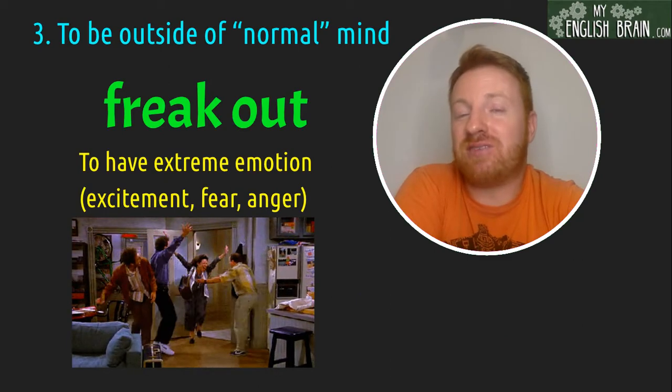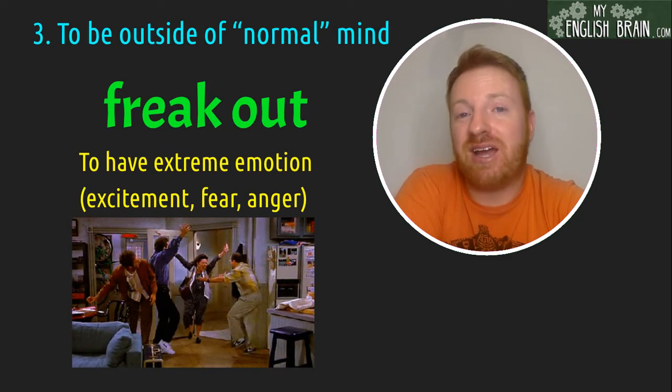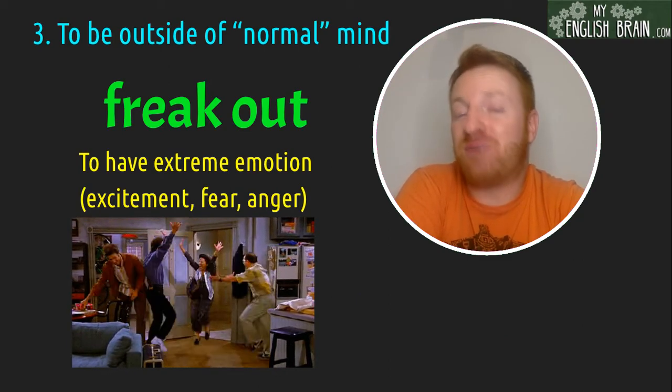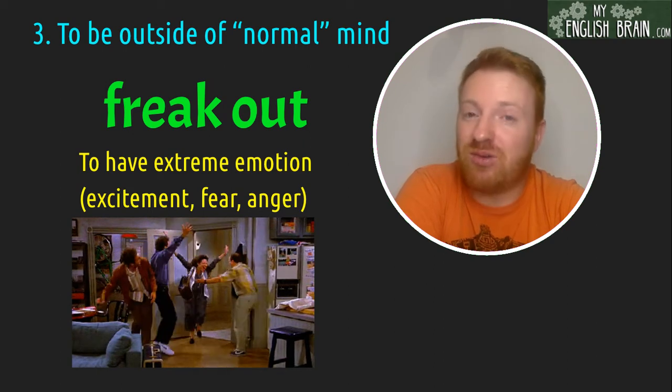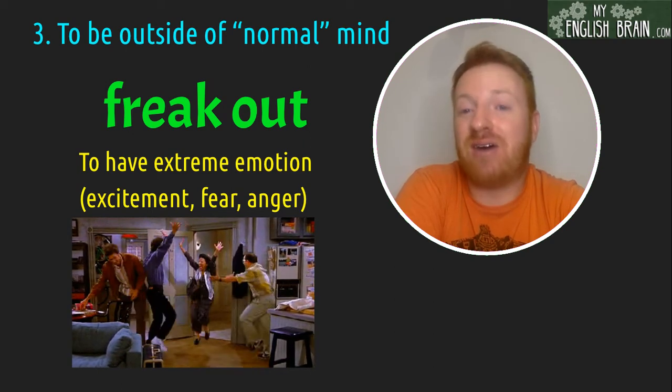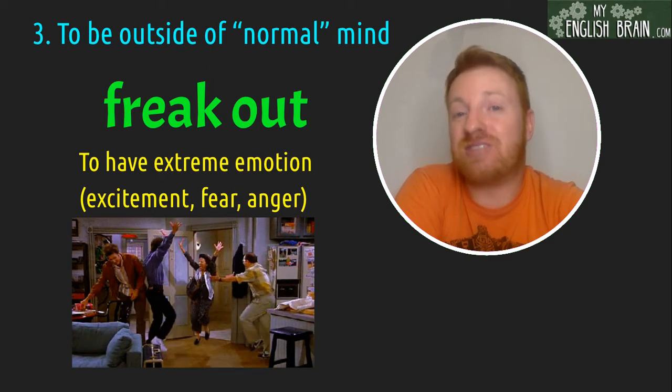We can see this in the first phrasal verb, freak out. Now, a freak is basically a person that is not normal, a person that is not like other people. So, when we use it as a verb, freak out, it means that you have an extreme emotion, or an emotion that is not normal. For example, extreme excitement, or extreme fear, or extreme anger can all be ways that you freak out.